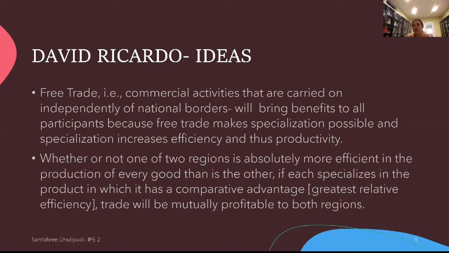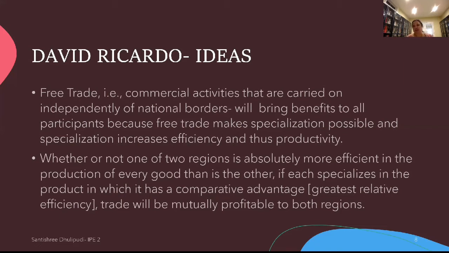Now, David Ricardo. Free trade, that is commercial activities that are carried on independently of national borders, will bring benefits to all participants because free trade makes specialization possible. And specialization increases efficiency and thus productivity. Whether or not one of two regions is absolutely more efficient in the production of every good than the other, if each specializes in what it has comparative advantage, greatest relative efficiency, trade will be mutually profitable. What is he trying to say?